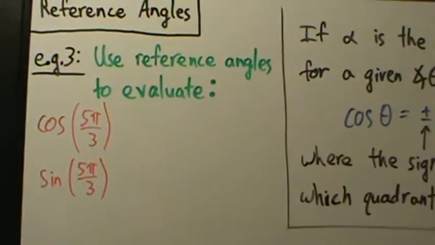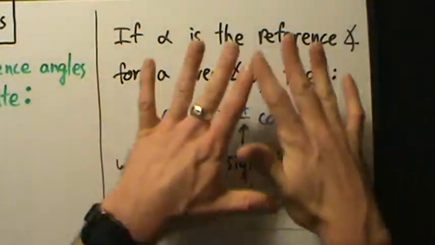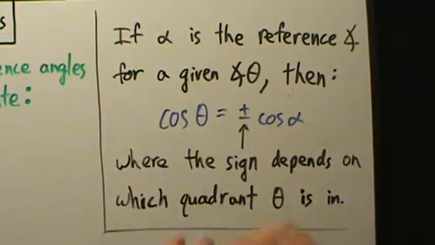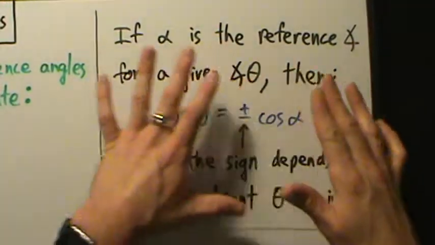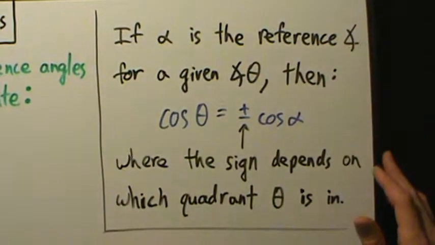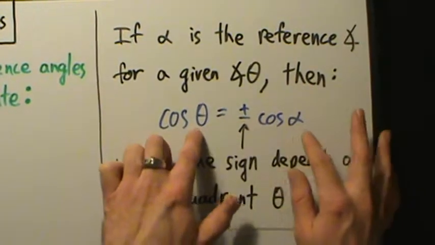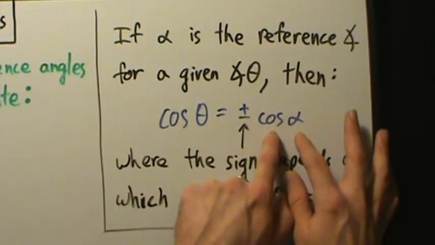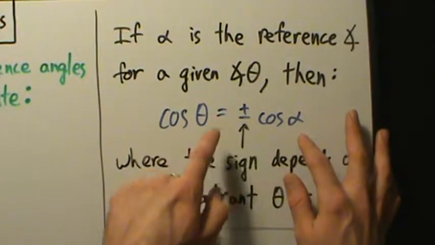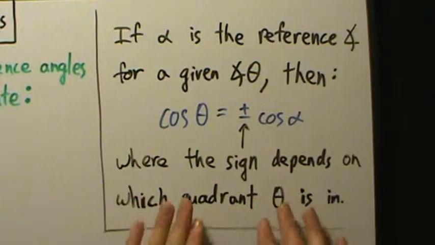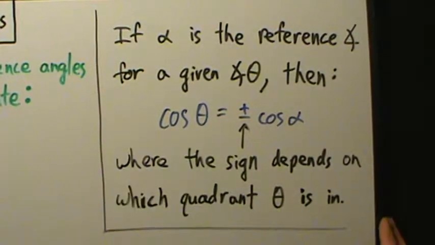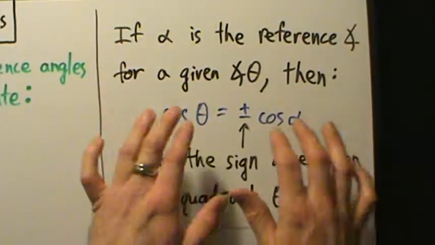Okay, so anyway, what we want to do is use this. We talked about this in more detail when we did example 1, so we're just going to gloss over the details here. But anyway, if alpha is the reference angle for a given angle theta, then cosine of theta is the same thing as cosine of alpha with a plus or minus sign in front of it, and this sign depends on which quadrant theta is in. And this is true for all 6 trig functions, not just cosine.